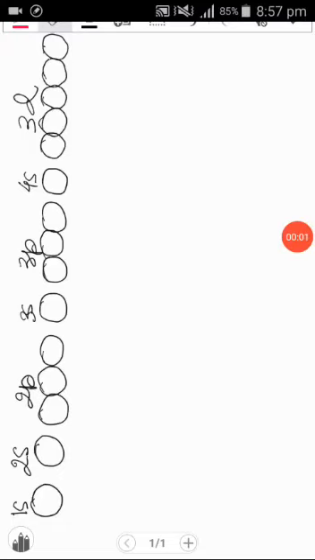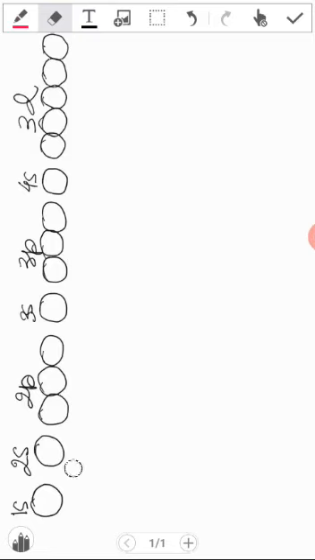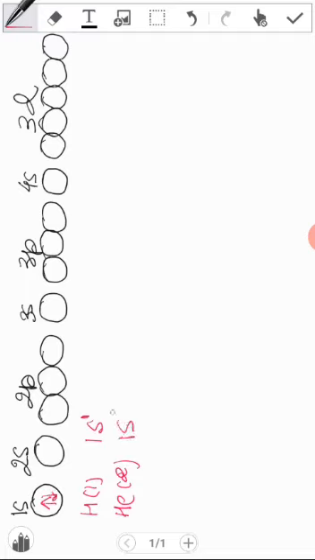See how to write electronic configuration of hydrogen. Hydrogen has atomic number 1, so one electron can come here. So electronic configuration is 1s1. Next is helium, atomic number 2. 2 electrons are here, 1s2.